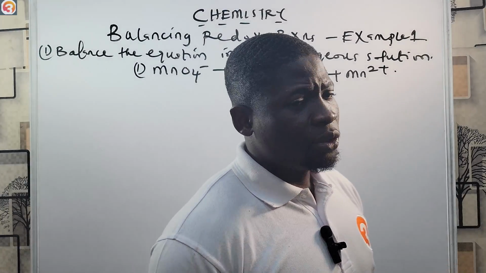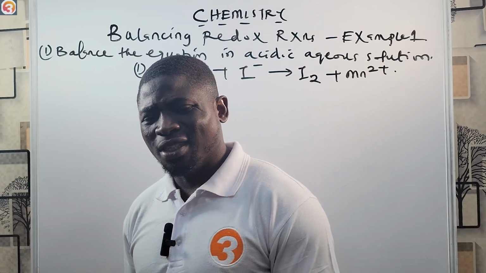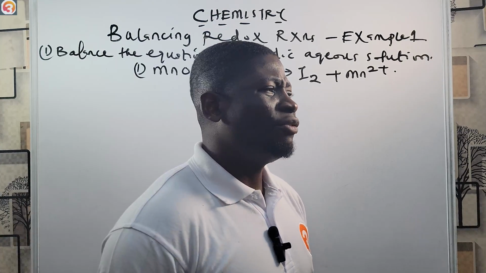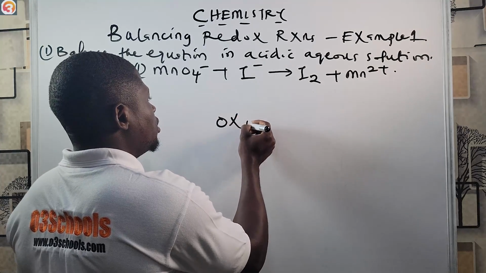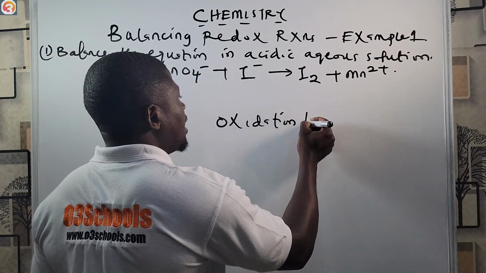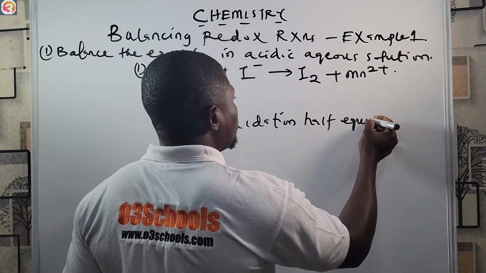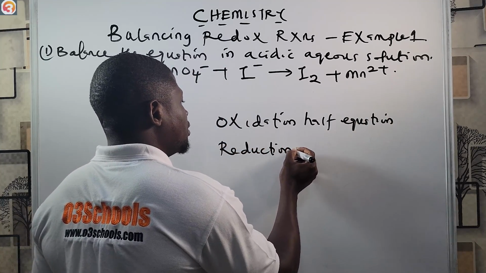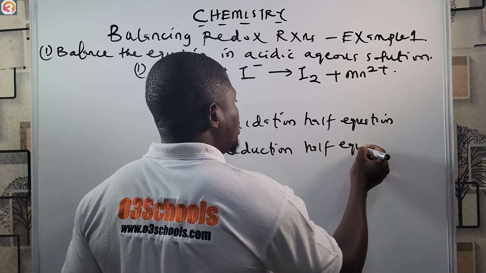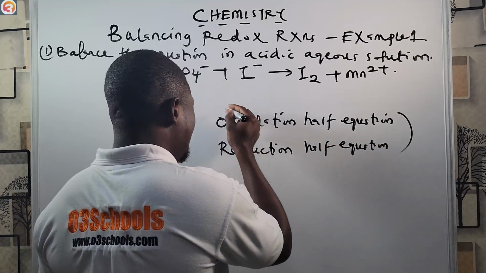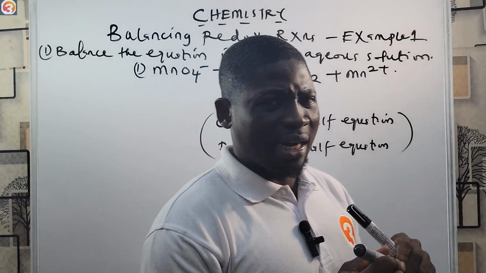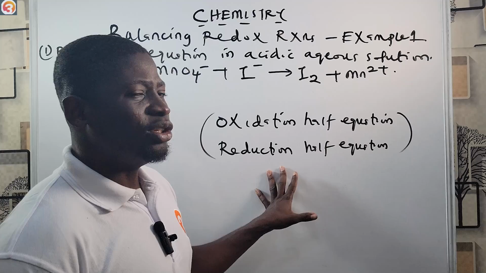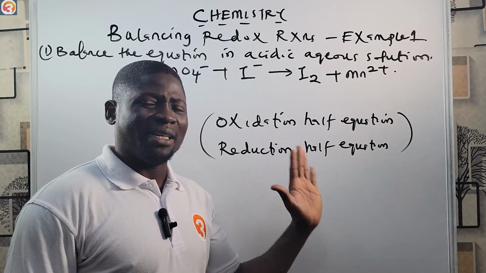Remember from the previous episode, I told you that the first step is to separate the equation into two half equations: the oxidation half equation and the reduction half equation. This is the first step to balancing redox reactions. It is very important you understand this.